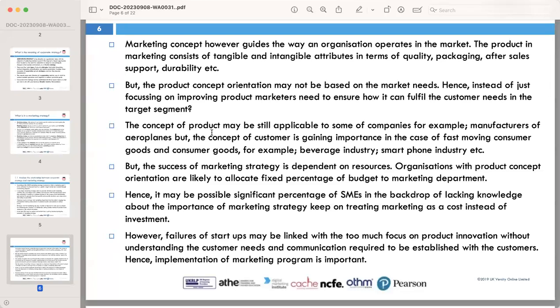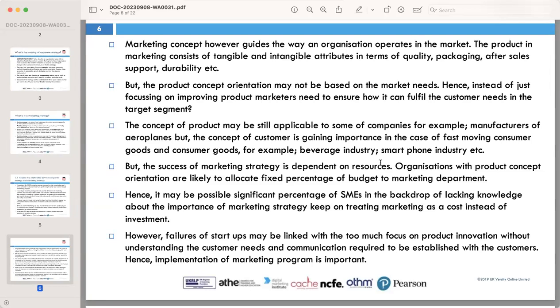The concept of product may still be applicable to some companies, for example, manufacturers of corporate airplanes, but the concept of customer is gaining importance in the case of fast-moving consumer goods and consumer goods, for example, beverage industries, smartphone industries, etc. Companies with a product concept orientation tend to allocate a fixed percentage of the budget to the marketing department. Many small and medium-sized enterprises may treat marketing as a cost rather than an investment due to lack of knowledge about its importance.